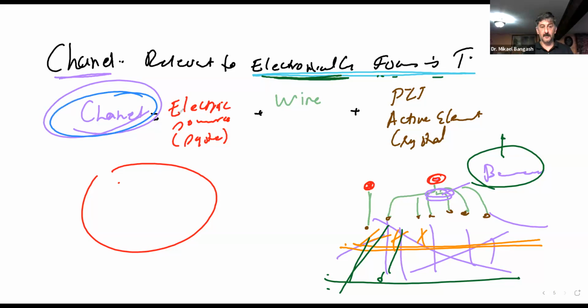A channel is just a combination of an electrical source, which produces an electrical signal. That electrical signal has to travel through an electrical wire. Clear? So here we say wires, but to be more accurate, it's going to be an electrical wire. And that electrical wire just carries the electrical signal from the electrical source to the PZT.